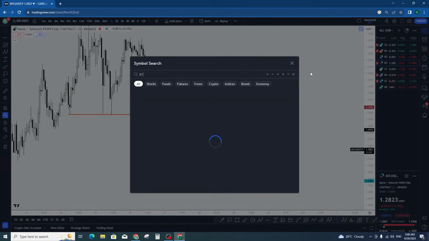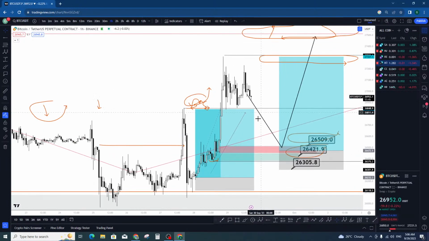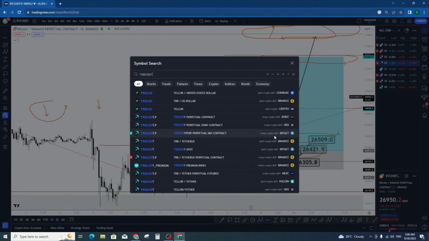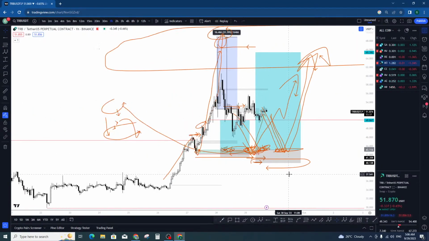And Bitcoin, let me remind you again. Long makes sense from here. If you are in any long, good to go for you guys. Again, TRB, longs make sense, and that's it.